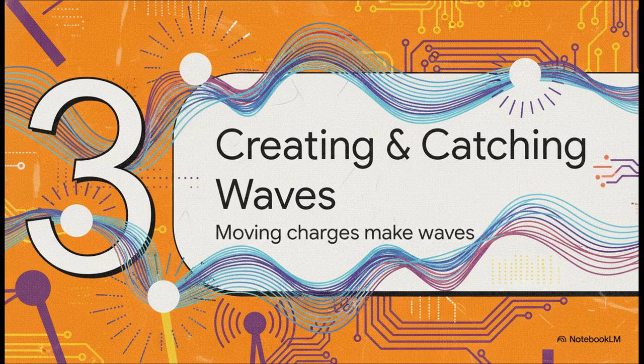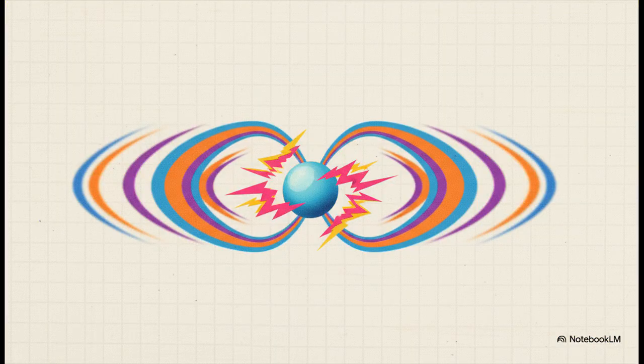Okay, so we've got the rules that describe the waves. But how do we actually make one on purpose? Well, it turns out the recipe is surprisingly simple. All you have to do is take an electric charge, say an electron, and just shake it, wiggle it back and forth. That's it. That acceleration is what gives birth to radiation.